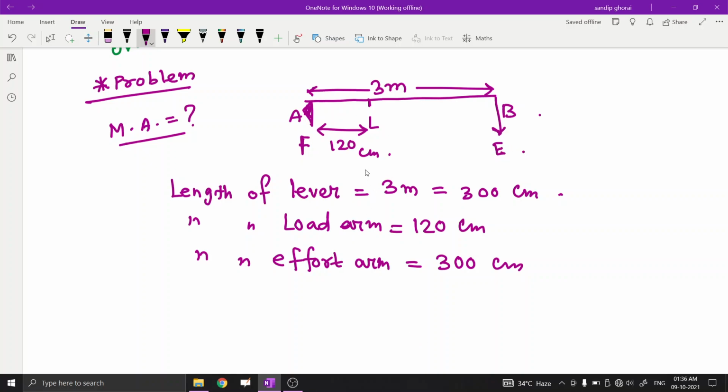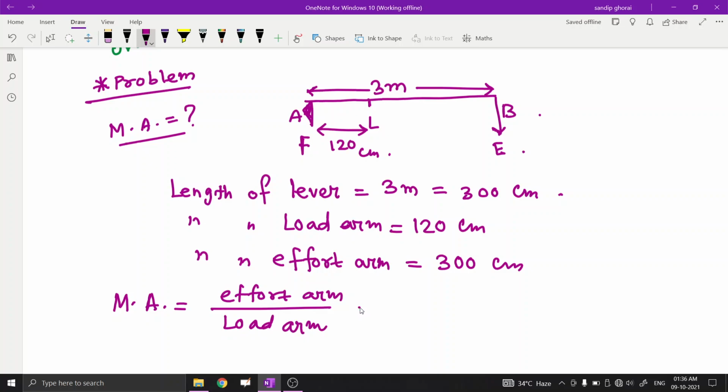From this diagram we can say mechanical advantage, that means load by effort, is equal to length of effort arm divided by load arm.